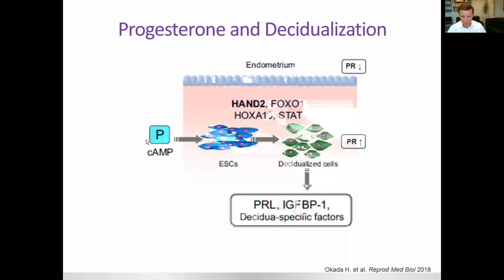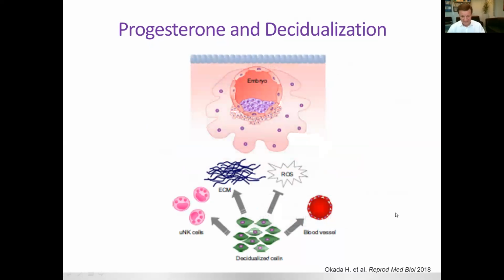So the increasing progesterone level, and to a certain extent also the cyclic AMP level, leads to decidualization of the endometrial stromal cells via induction of different regulatory factors. HAND2, forkhead box O1, homeobox A10, or also signal transducer and activator of transcription are upregulated by progesterone, and that leads to decidualization. And these cells then produce decidua-specific factors, such as, for instance, prolactin or insulin-like growth factor binding proteins. And these decidualized cells do play important roles concerning the embryo. For instance, there is a loosening of the extracellular matrix by downregulating especially collagen type 4, and that helps the invading embryo to get access.